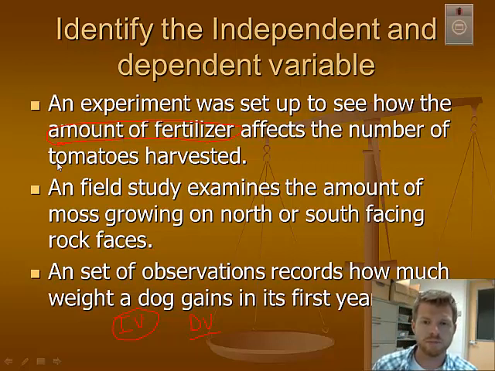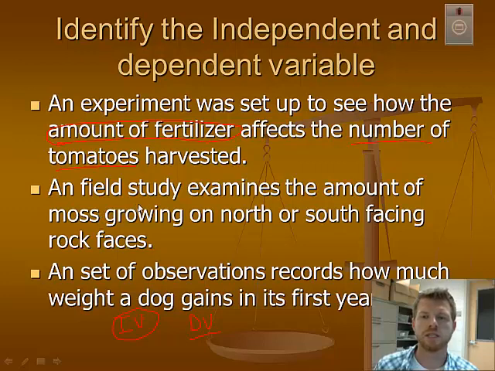Our next thing here, we want to measure something, so our dependent variable is the number of tomatoes harvested. This is actually something we can measure. So the number of tomatoes depends on the amount of fertilizer.